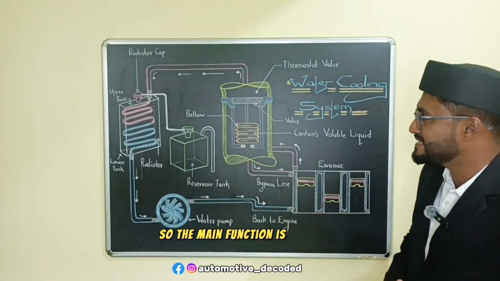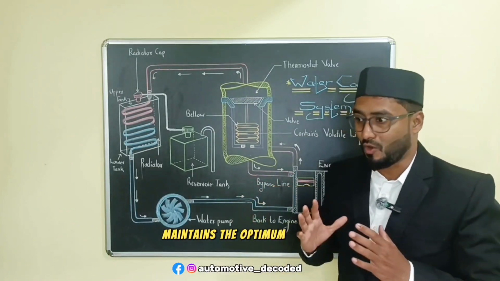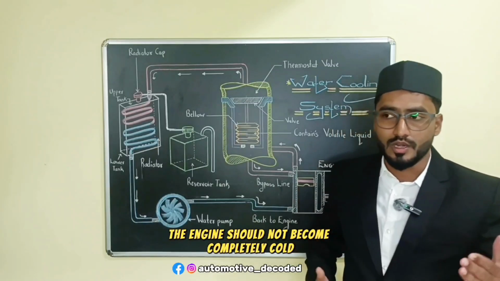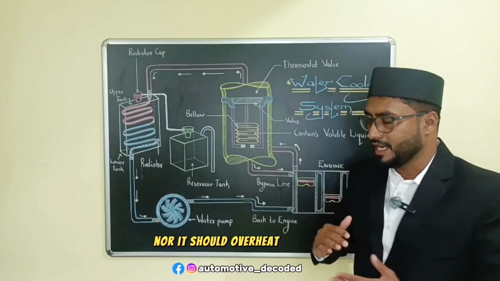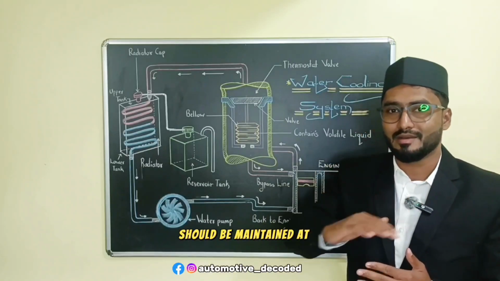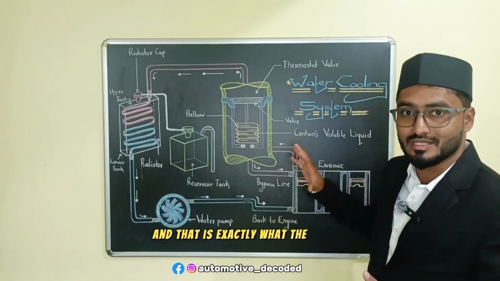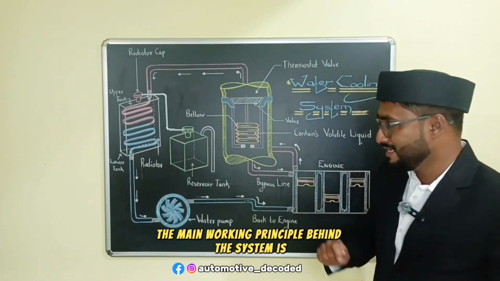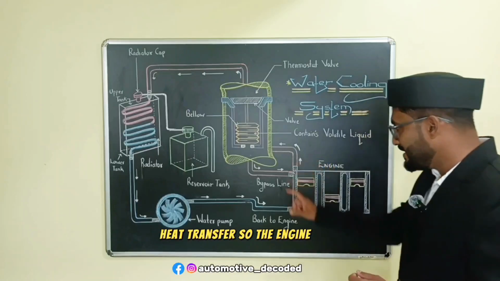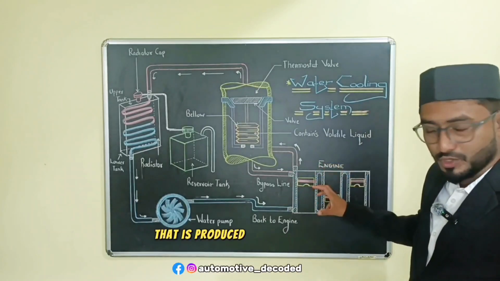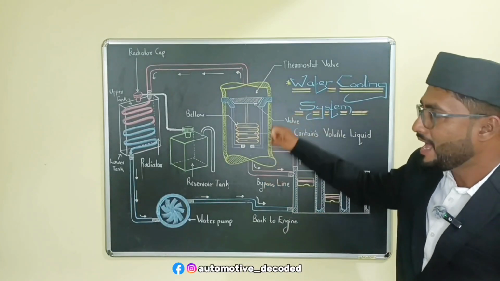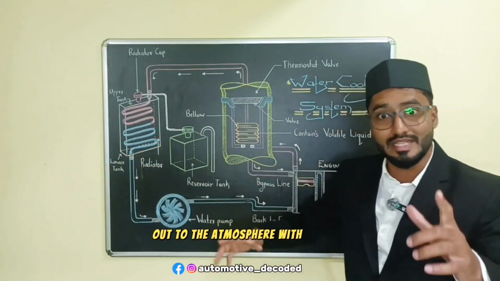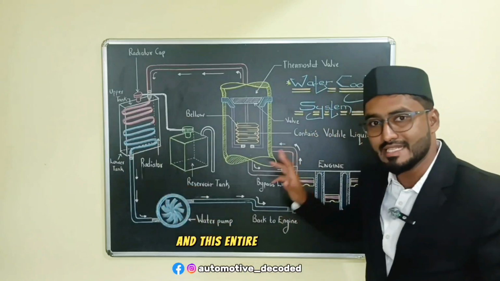Now we shall look at the main function of this particular system. The main function is that this system maintains the optimum working temperature of an engine. The engine should not become completely cold, nor should it overheat. The temperature should be maintained at a particular level, and that is exactly what the system does. The main working principle behind the system is heat transfer. The engine heat that is produced is taken up by the coolant, and the coolant then dissipates this heat out to the atmosphere with the help of the radiator and this entire system.